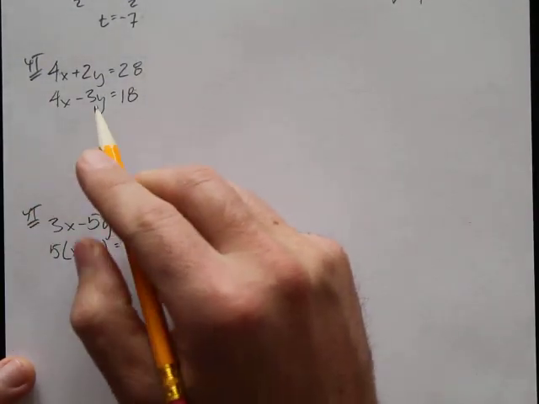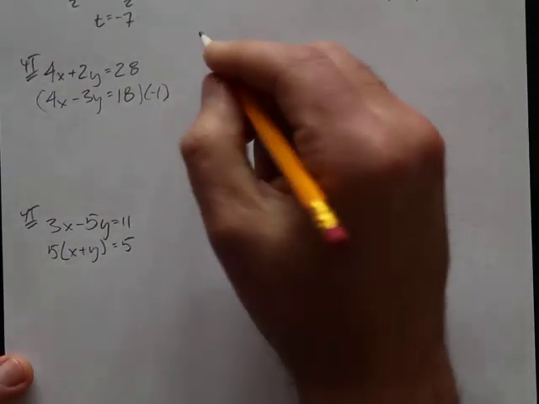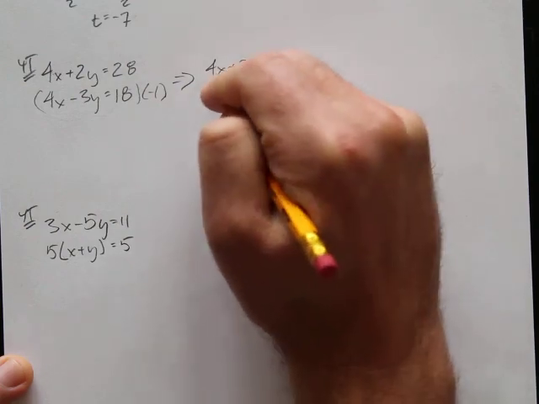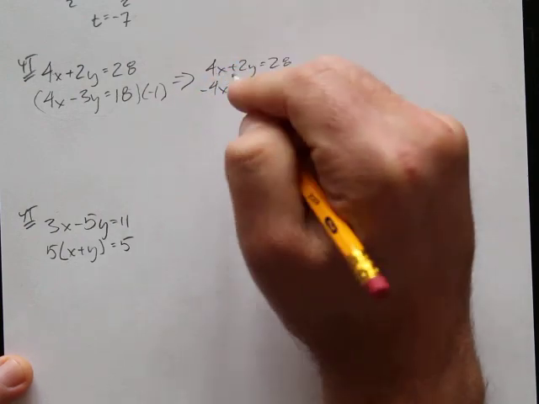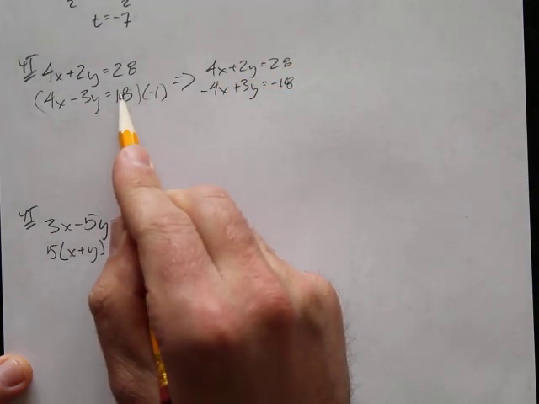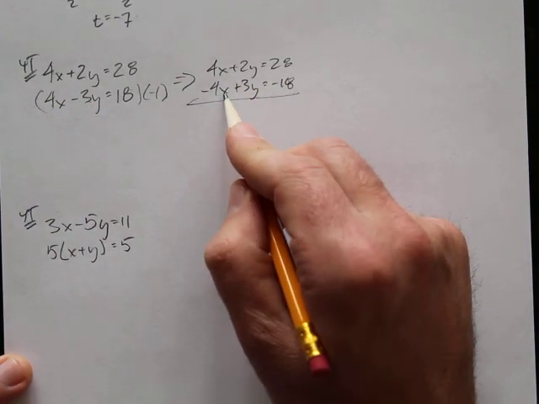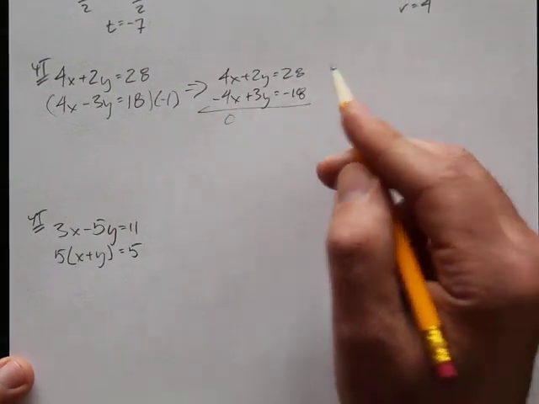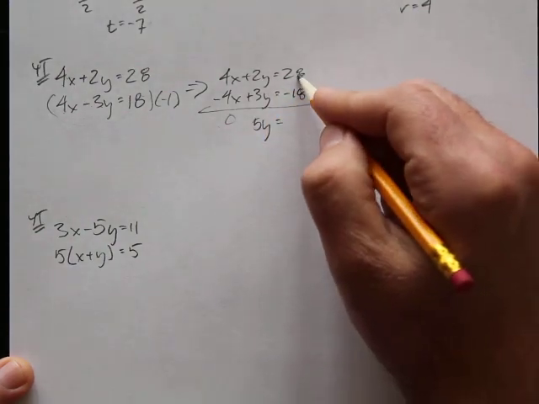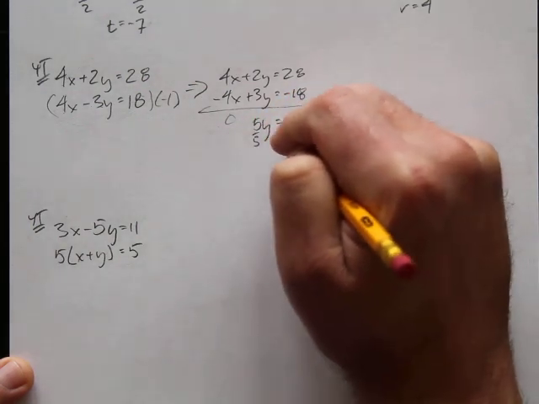All right, let's see how you did. I am going to take the bottom one and multiply everything in it by negative 1. So I have 4x plus 2y equals 28, and I've got negative 4x plus 3y equals negative 18. So I switched the 18 to negative, the 3y becomes positive, the 4x becomes negative. 4x minus 4x is 0. I can write the 0 or not, doesn't matter. 5y is what I get when I add these y's together. Positive 28, negative 18 is going to get me a positive 10. Divide by 5, divide by 5.